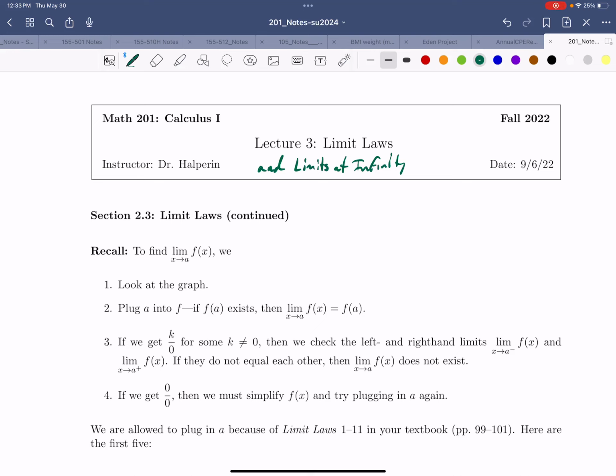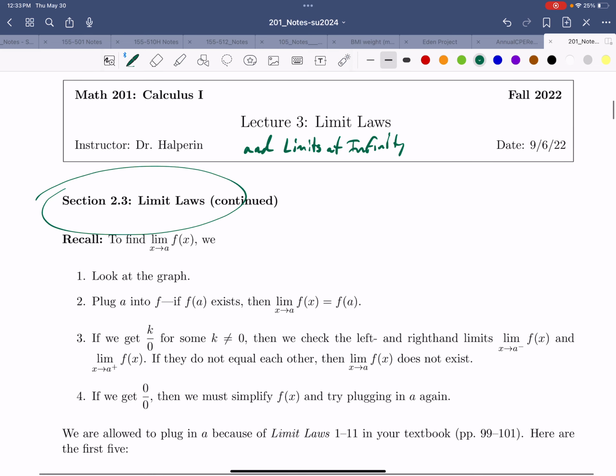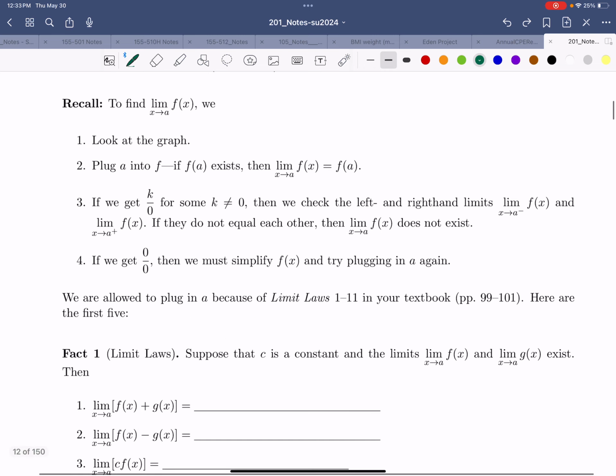The next topic. We're going to look at limits at infinity today. Now, although it says we're starting with limit laws, we're just going to spend only a couple minutes on them. Most of the time we'll be spending on limits at infinity. Remember that we have a lot of different techniques to find the limit of a function.